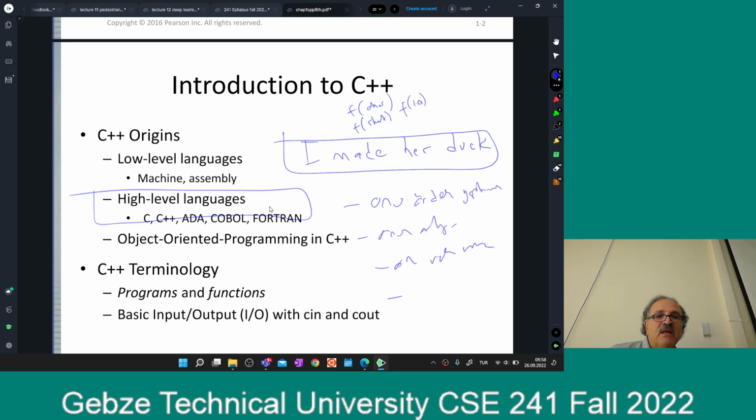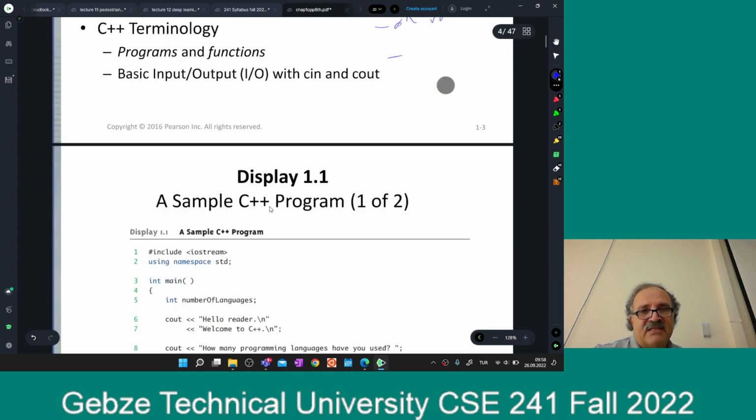We are going to come back to this idea a lot, and as I said, most of the time I will spend telling you what object-oriented programming is. Then I am going to give you examples in C++ of how to do that in an object-oriented programming language. In C++ terminology, we have, of course, functions and programs, like in C. We can do basic input-output, like we did in C with printf and scanf. This time we are going to use some other stuff.